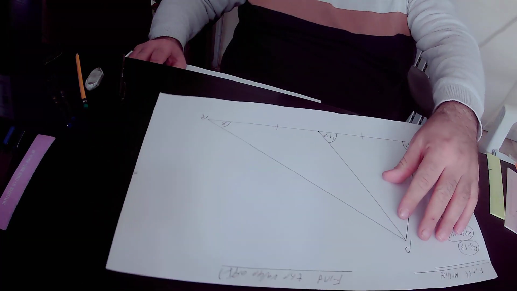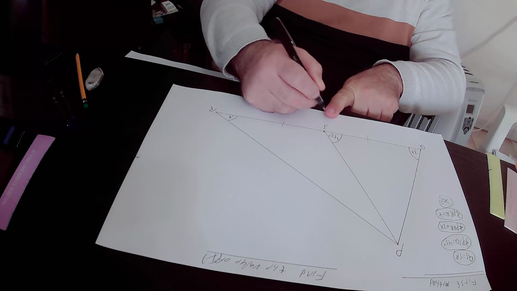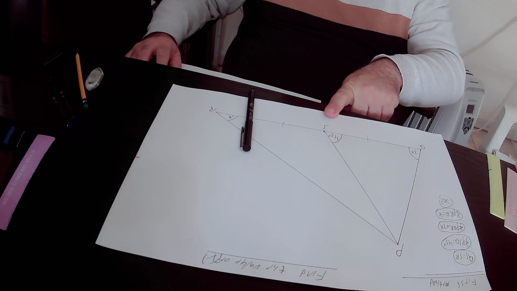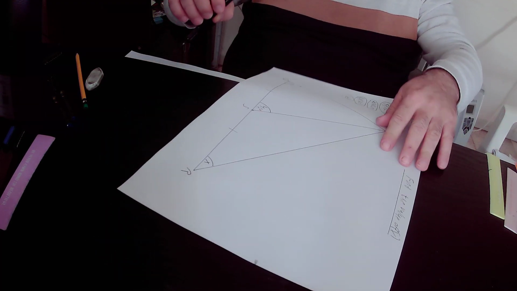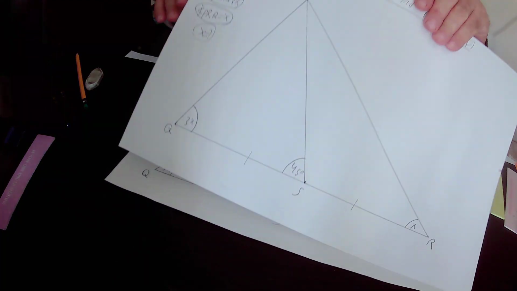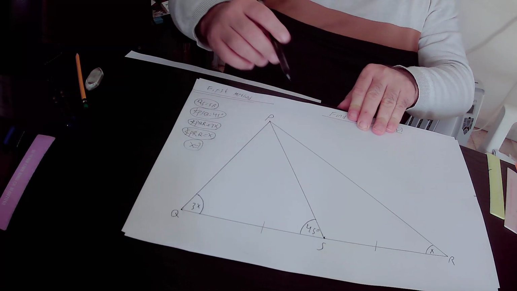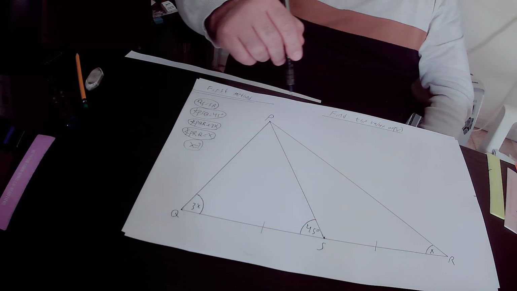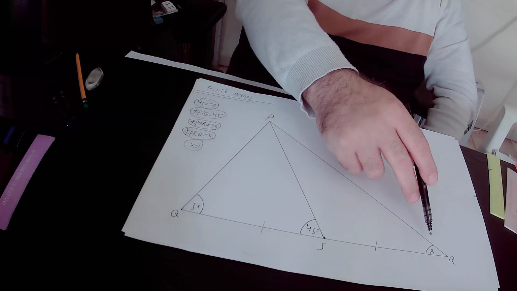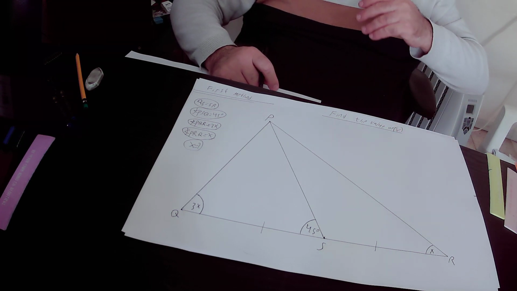It is actually QS equals to SR. And we also know that angle PSQ equals 45 degrees, angle PQS equals 3x, and angle PRQ equals x, and we want to find out the value of angle x.